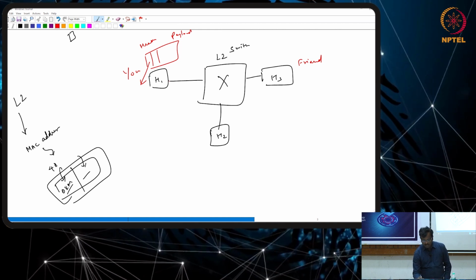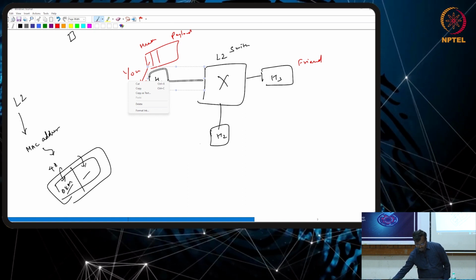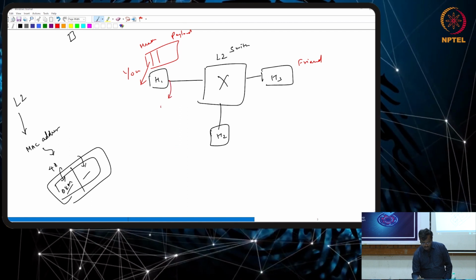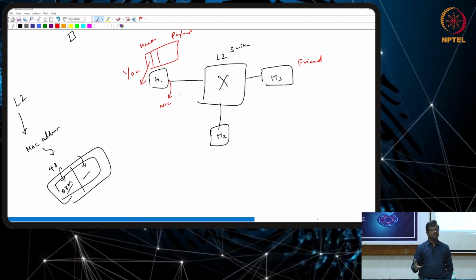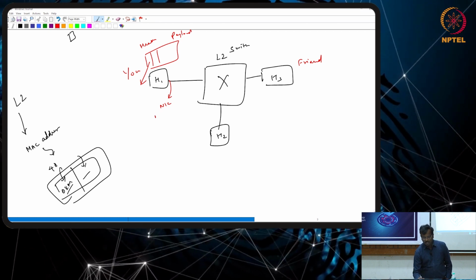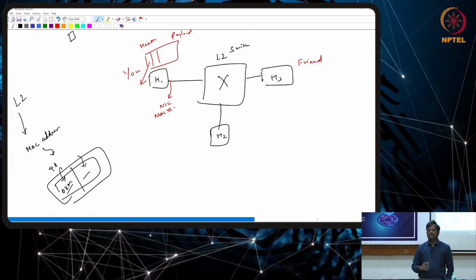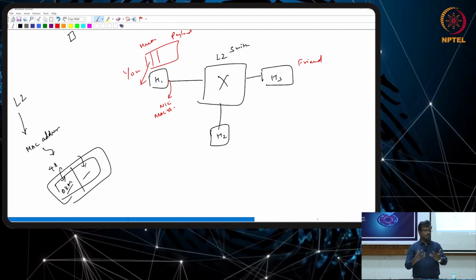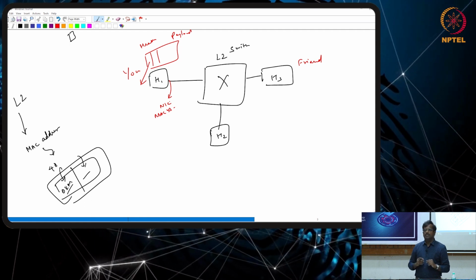The MAC address of your network interface card. This is your network interface card. It is manufactured by some OEM, and it has its own MAC address. Let's say it has a MAC address of A. It's a 48-bit address. Just for understanding, I'm using a symbolic notation. So you want to construct a frame and send it to your friend who is sitting in host 2.